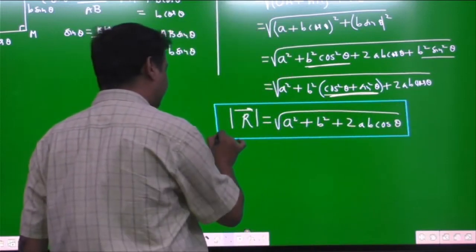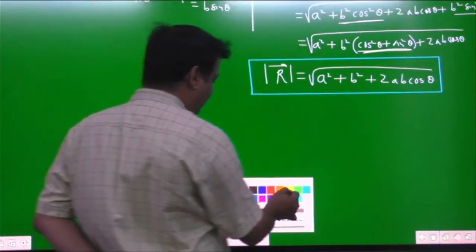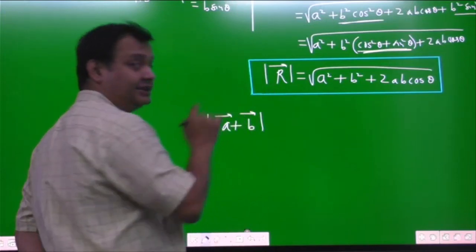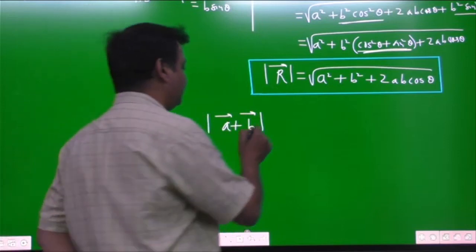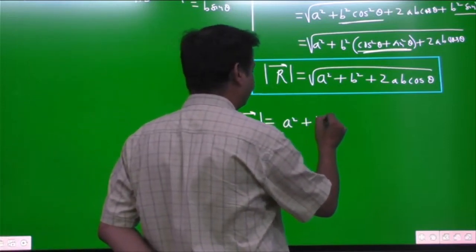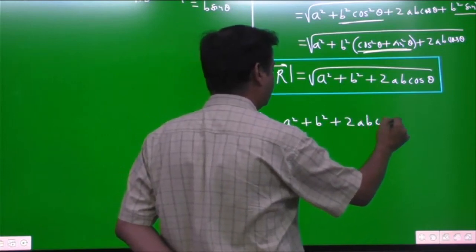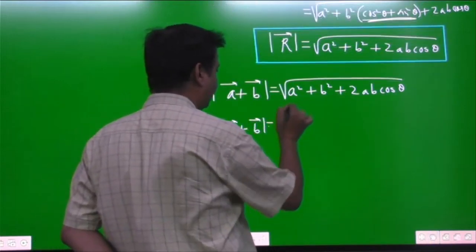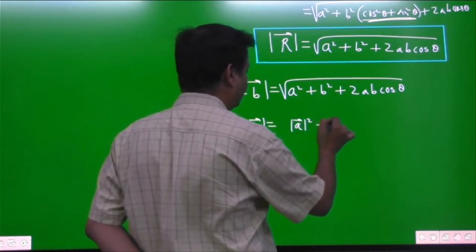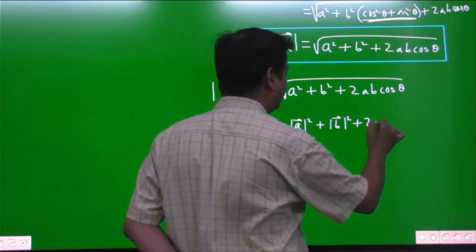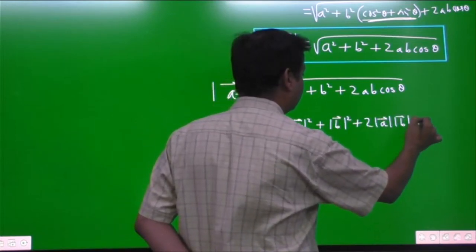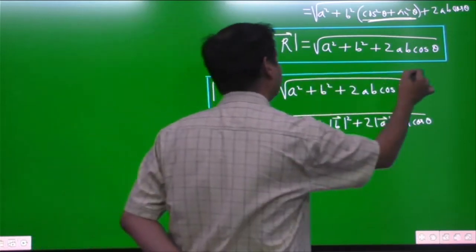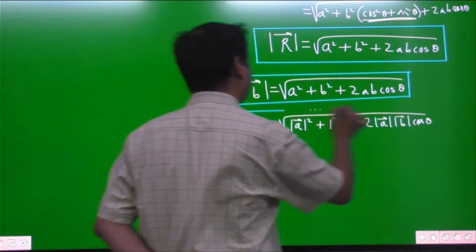Now there are so many ways for writing this. The magnitude of vector r can also be written as the magnitude of the sum of two vectors a and b. In this case, there are two vectors. So LHS can also be written as modulus of vector a plus b, and on the RHS, instead of a, you can write modulus of vector a, instead of b, you can write modulus of vector b, plus 2 times modulus a modulus b cos theta, correct? So there are so many different notations, all equivalent, for writing the magnitude of the resultant or magnitude of the sum of two vectors.